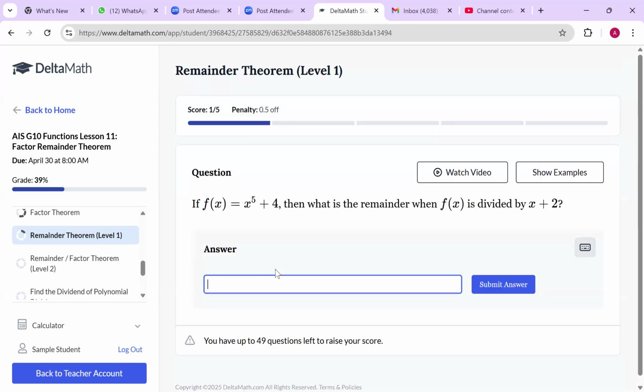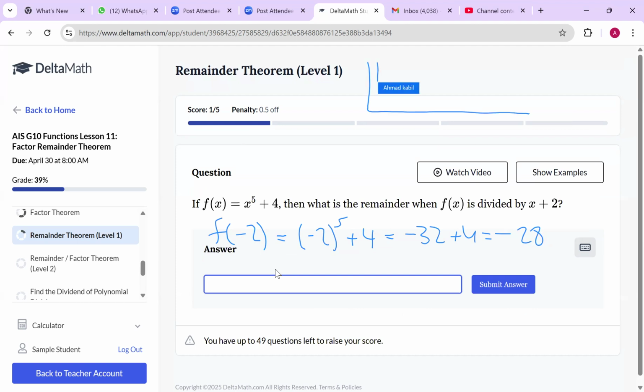Let's try another one. So here again, x power 5 plus 4 divided by x plus 2. So the answer is f of negative 2, which is negative 2 power 5 plus 4, which is negative 32 plus 4, which is negative 28.